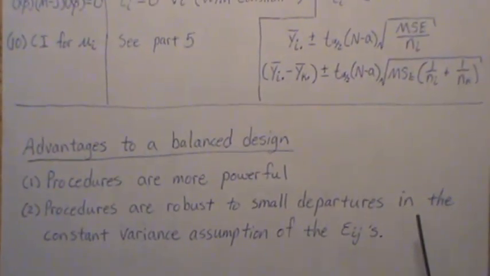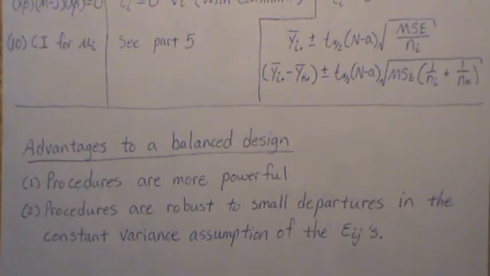Now, the advantages of a balanced case are that the procedures are more powerful, and they're actually more robust to small departures in the constant variance assumption of the epsilon terms.